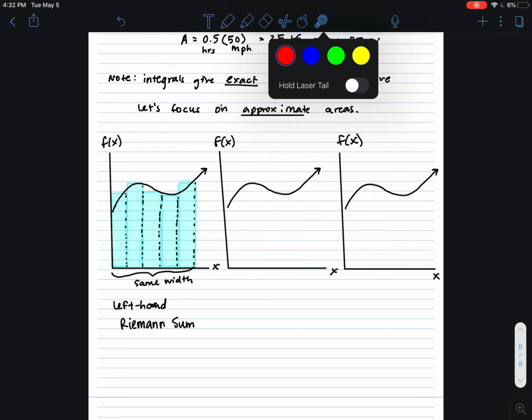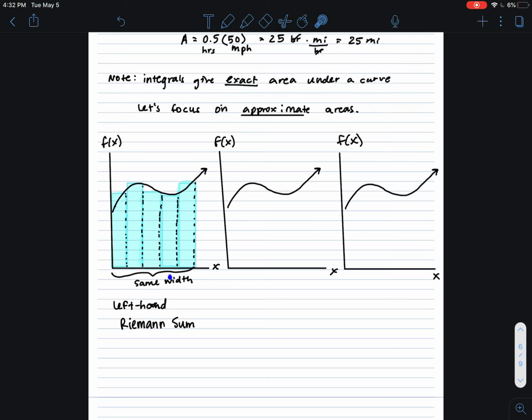Oh, cool. I can change my pointer color. Awesome. Anyway, I did not know that.